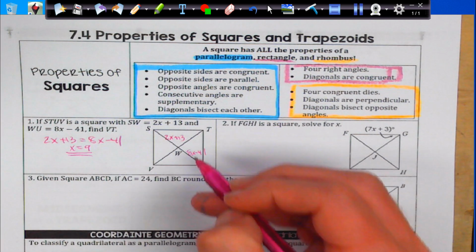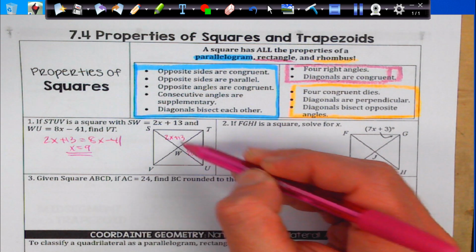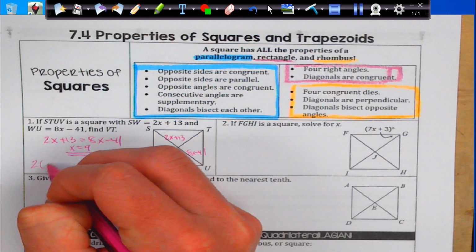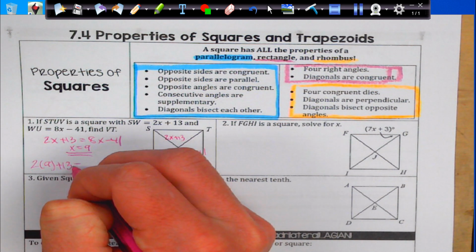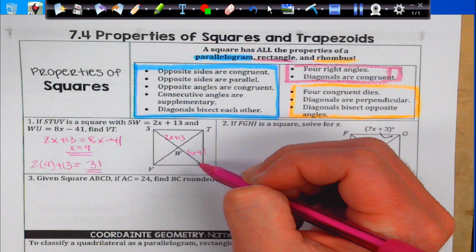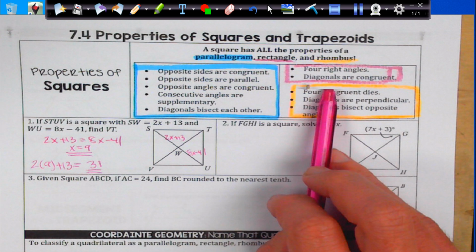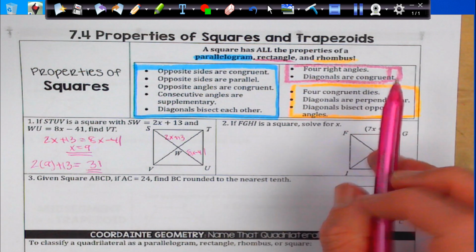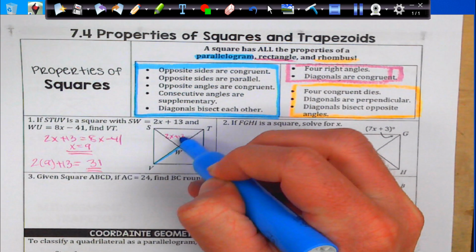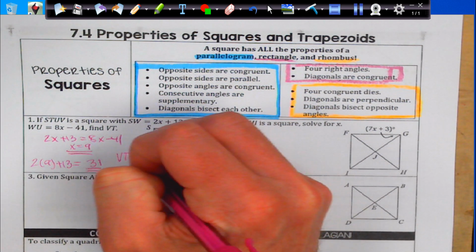But then it says find VT. Well, that's actually not too bad, because all I have to do is plug it back into one of these. It doesn't matter which one. I'm going to plug it back into 2x plus 13. So that's 2 times 9 plus 13. That's going to give me 31. But 31 isn't the full length. The full length is going to be twice that. The diagonals not only bisect, but are also congruent. So if this whole thing right here, VT, is going to be 31 plus 31, VT equals 62.